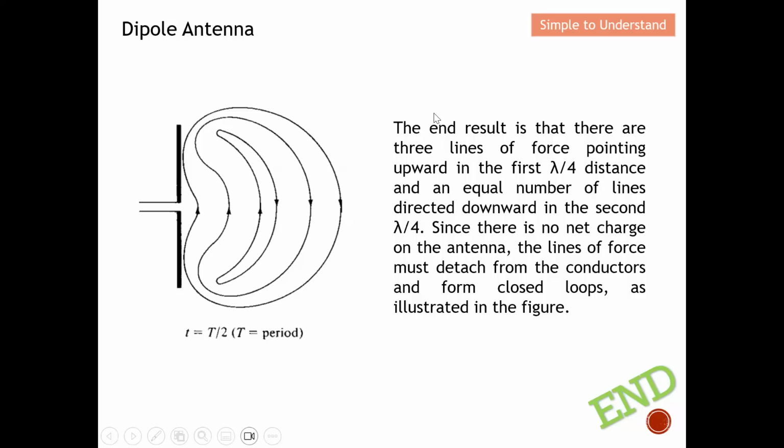The end result is that there are 3 lines of force pointing upward in the first lambda over 4 distance, and also an equal number of lines directed downward in the second lambda over 4. Since there is no net charge on the antenna, the lines of force must detach from the conductor and form closed loops as illustrated in the figure here. You can see that they form a closed loop. This is under lambda over 2. With this, I hope you have a better idea how single wire, two wire, and dipole antennas release the electromagnetic wave into the environment.